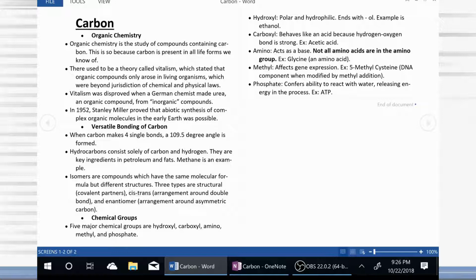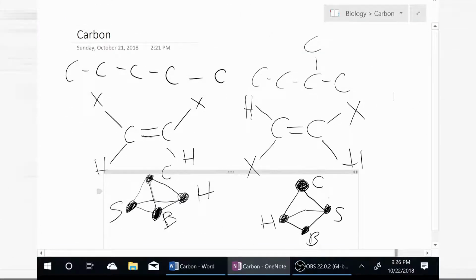So then we cover an enantiomer, which differs usually in the arrangement around an asymmetric carbon. So obviously this had to do with our tetrahedrons that we talked about earlier. As you can see right here, this hypothetical compound CSBH, and then we have our H and S just switching places, and that is obviously going to be an enantiomer because it's changing around an asymmetric carbon, because this is not a symmetric shape.